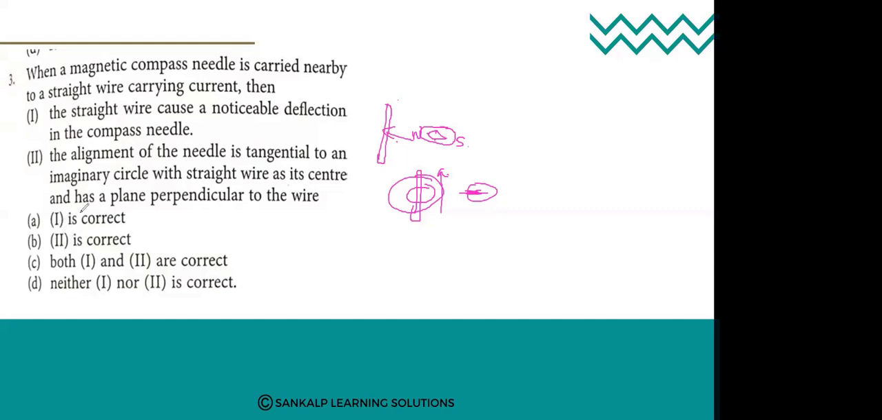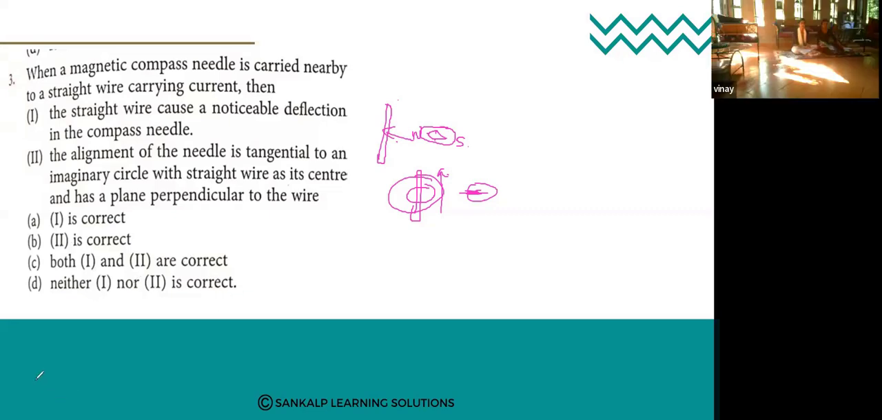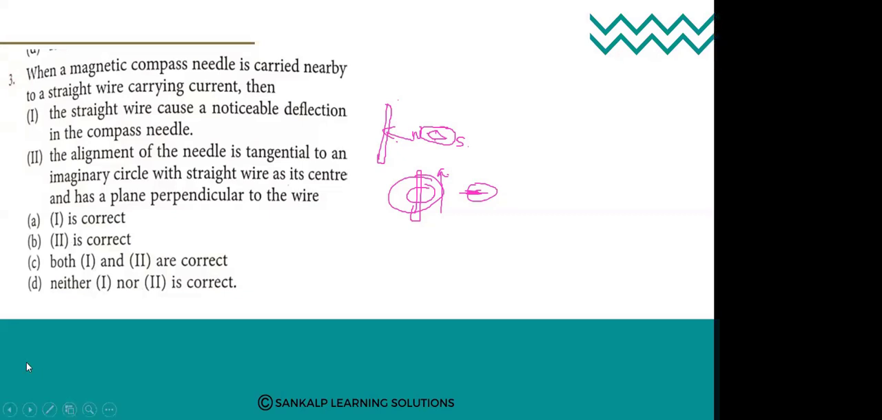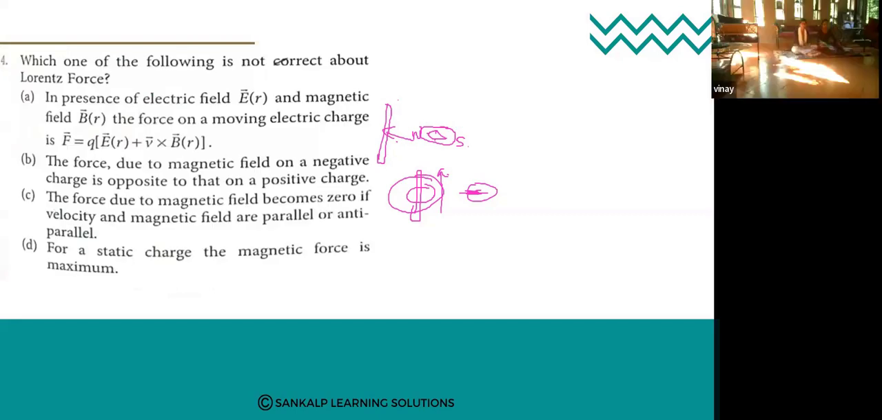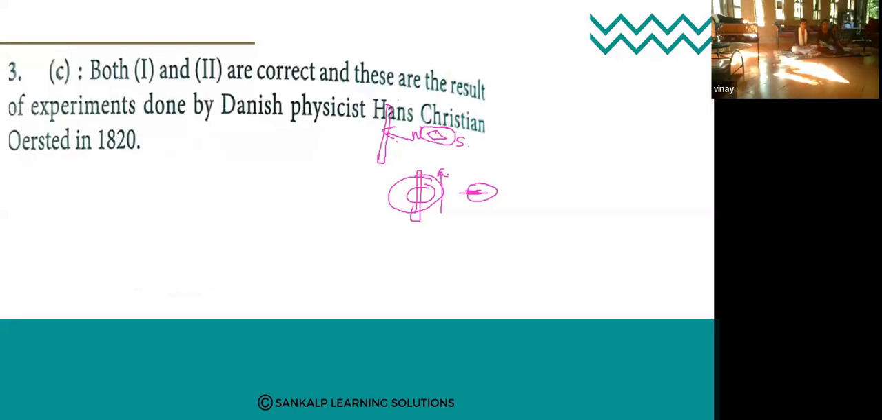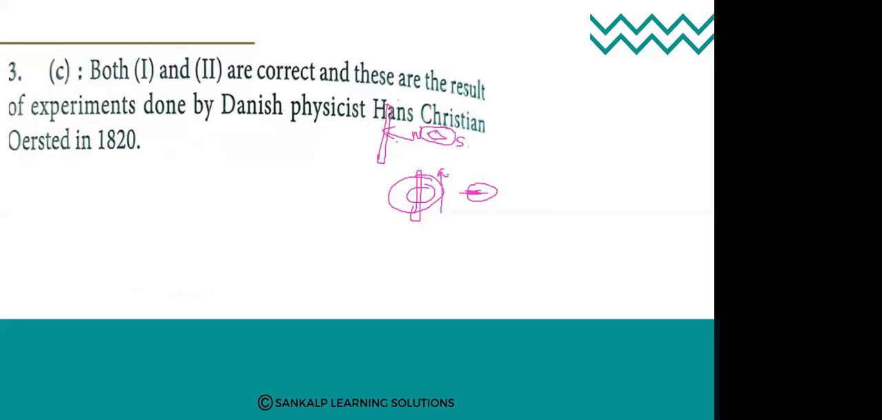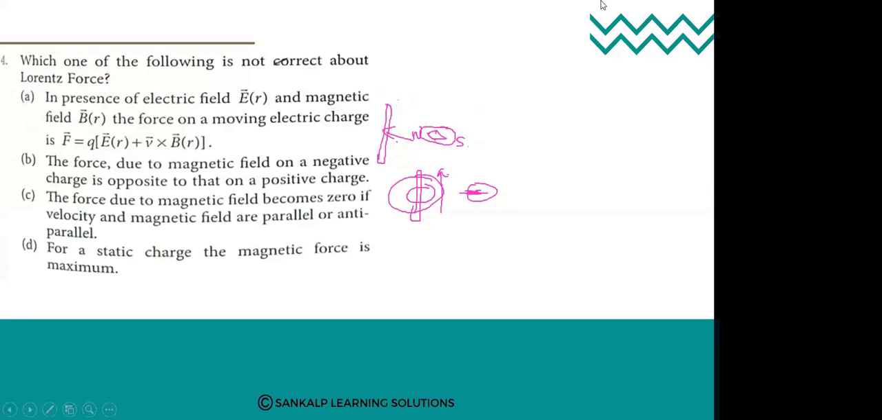In the options, what are they saying? First statement is right, second statement is right, both the statements are right, neither one nor two is right. Both options are true. Option C, that is both the statements are true here. Okay, so these are the results of the experiment done by Christian Oersted. So Oersted's experiment, that is the clear statement given here.